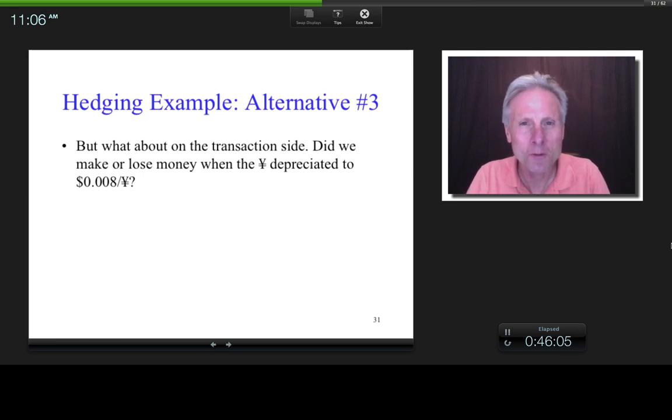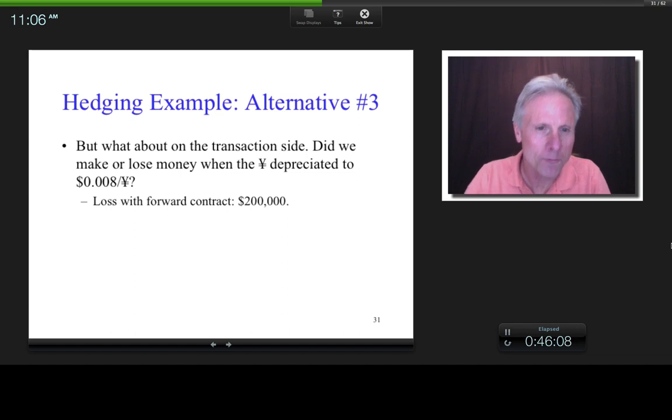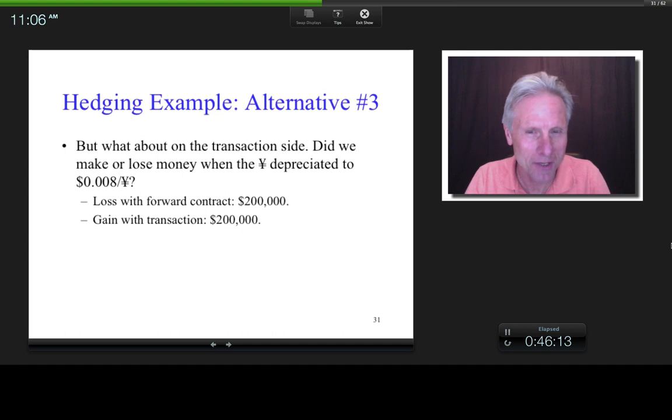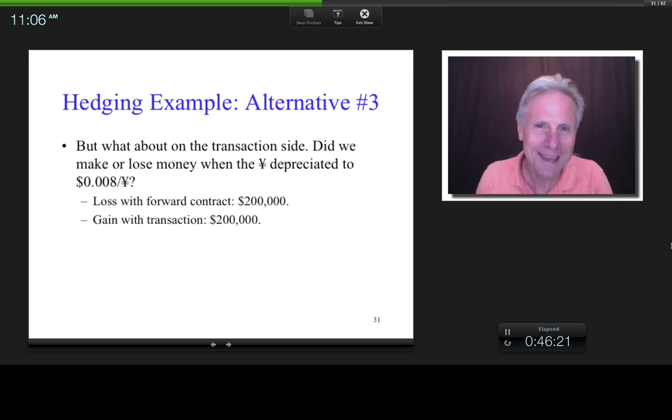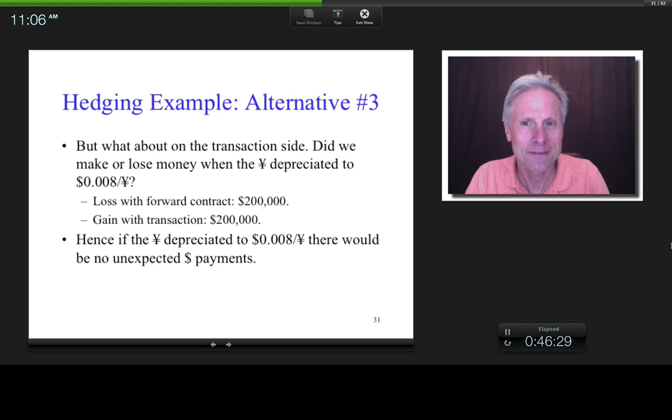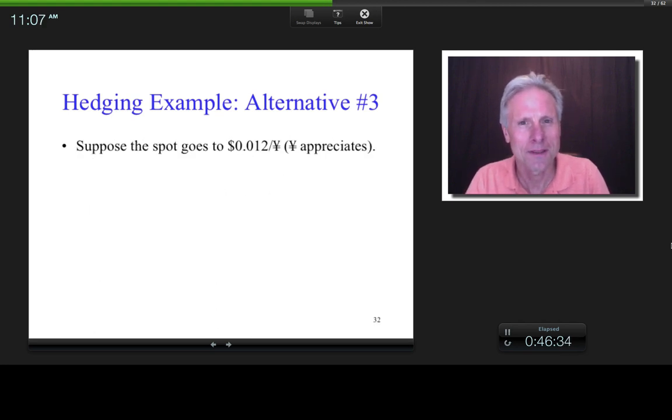So if we put it all together, on the hedge side with the forward contract, we lost 200,000. But on the transaction side, or the widget side, we made 200,000. And so by having that forward hedge, when the yen depreciated, would there be any unexpected dollar payments? There wouldn't, right? So let's look at the other situation. Imagine if the yen appreciates, unexpectedly appreciates. On the forward side, are we long or short yen?